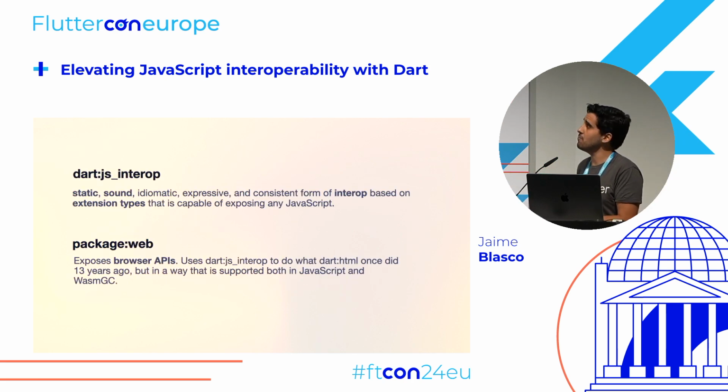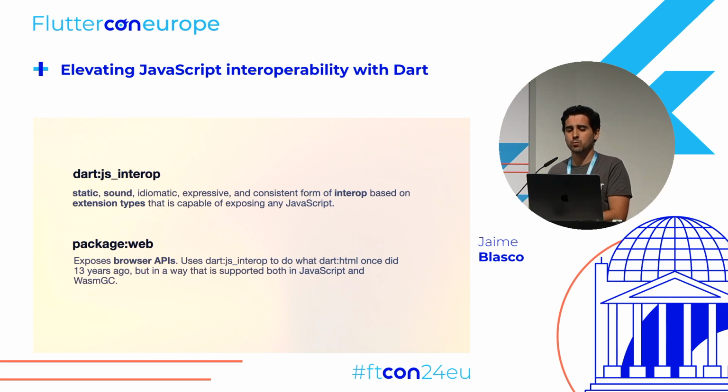The first library exposes the tools to create your own static interoperability. It's a core Dart library from the Dart SDK that is static, sound, and idiomatic, and allows you to create, in a familiar way, interfaces of your JavaScript objects or JavaScript properties in Dart using extension types, a new feature that also came this year into the Dart language.